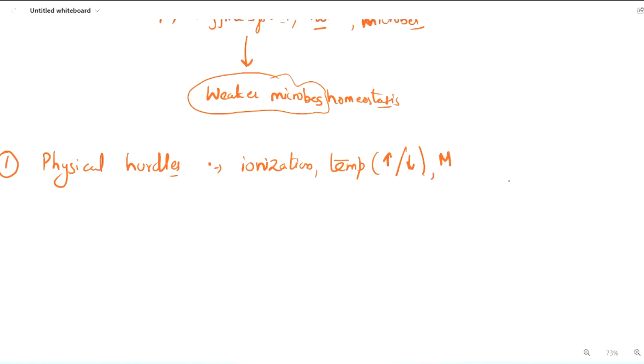Modified atmosphere, radiation treatment, or electromagnetic radiation treatment. So these are your physical hurdles which are used in the food industry.